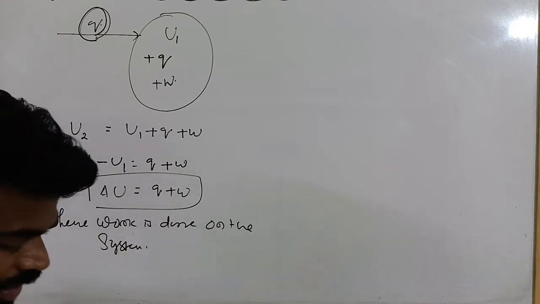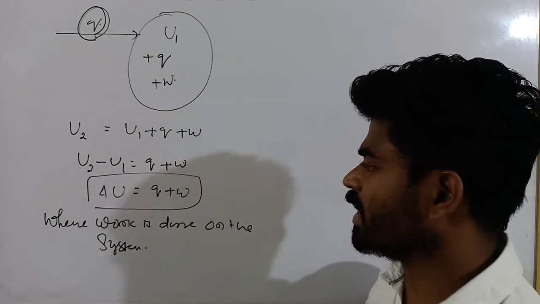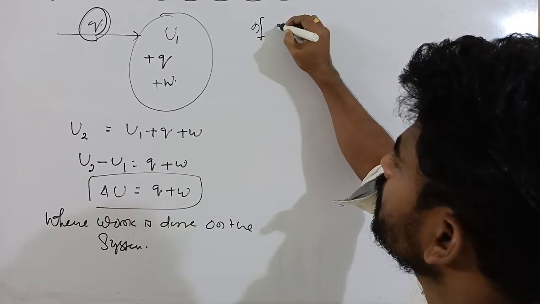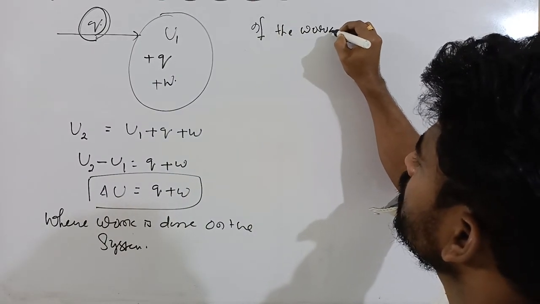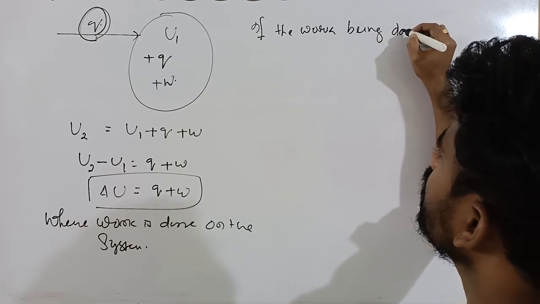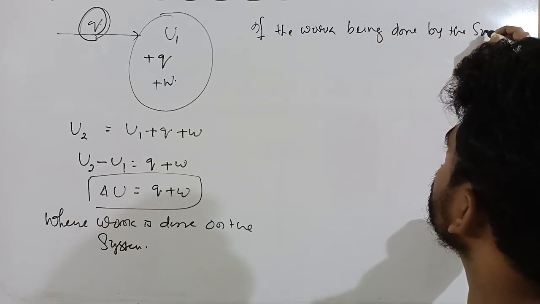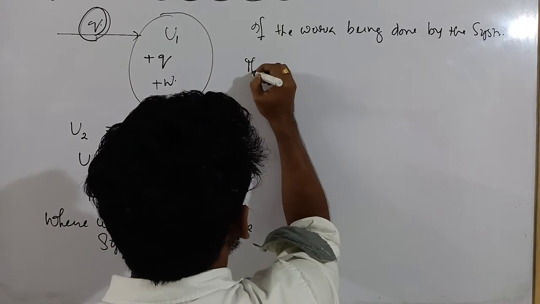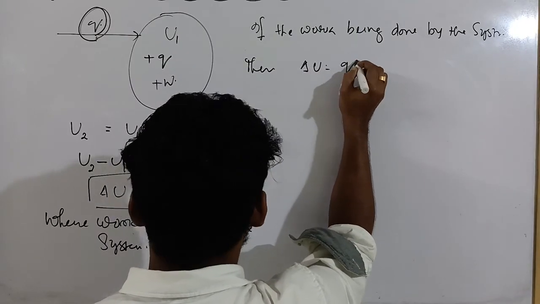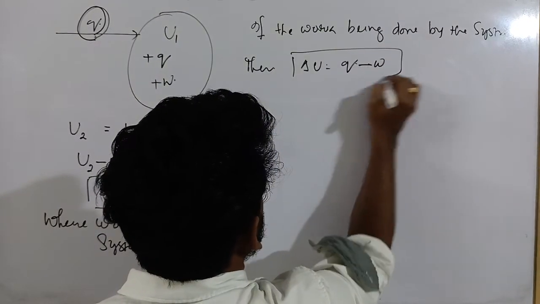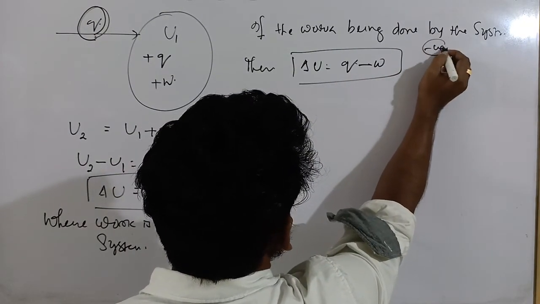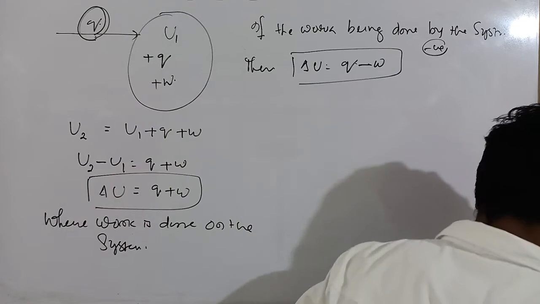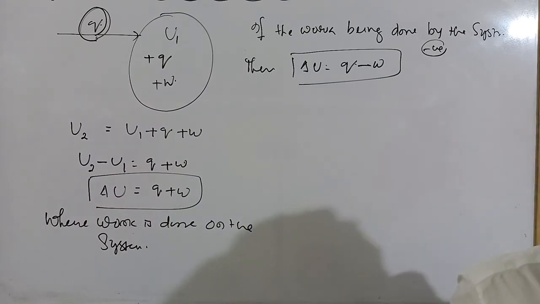So just think, if work is being done by the system, then what can I write? Then the first law of thermodynamics can be expressed as del u equals q minus w, because work done by the system, you know, is negative. So this is the mathematical expression for the first law of thermodynamics. Is that clear? Okay.